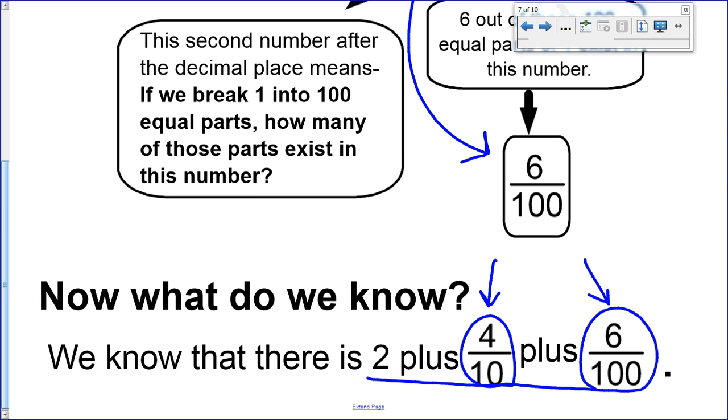Well, if you took 6 parts of the 100 away, you'd have 94 parts. 6 is a lot less than 94, so this is not very much. Okay, so the key point here is each time we move places, we go from the 10ths place to the 100ths place.